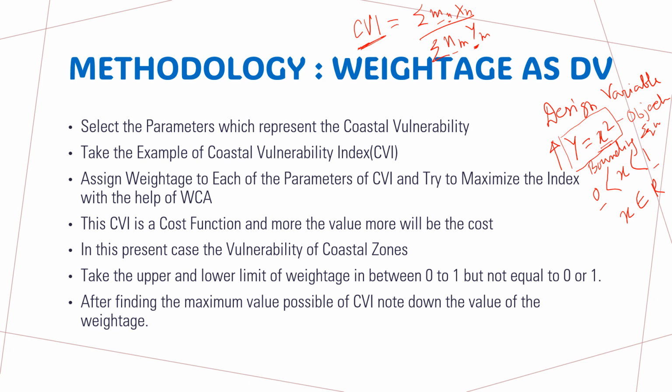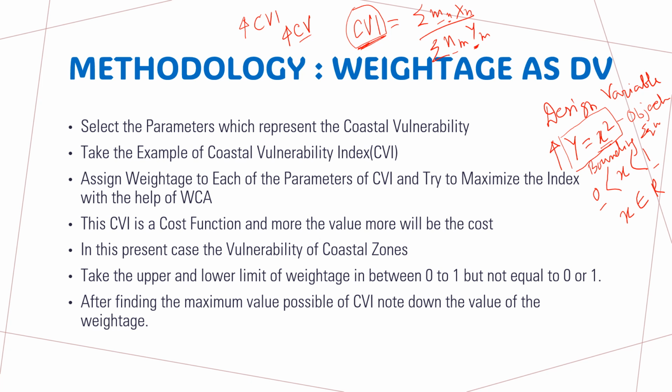Remember, anything that is put in the numerator is increasing the value of the ratio, and anything that is put in the denominator is actually decreasing the ratio. Now, this ratio of variables is referred to as coastal vulnerability, and it is assumed that the more the CVI, the more will be the coastal vulnerability. And by coastal vulnerability we mean damage or destruction of coastal zones.